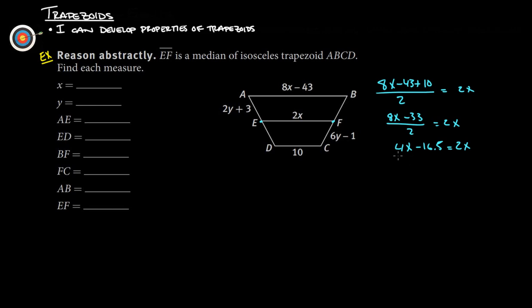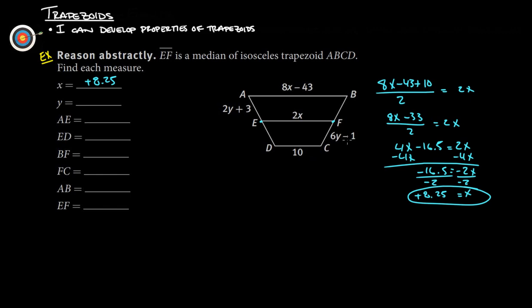Okay, let's subtract 4x from both sides. And we get negative 16.5 equals negative 2x. So divide both sides by 2, and we get x equals 8.25. Okay, so x equals 8.25. Oh, no, sorry, not negative, because we had negative 2x, so that's positive 8.25.